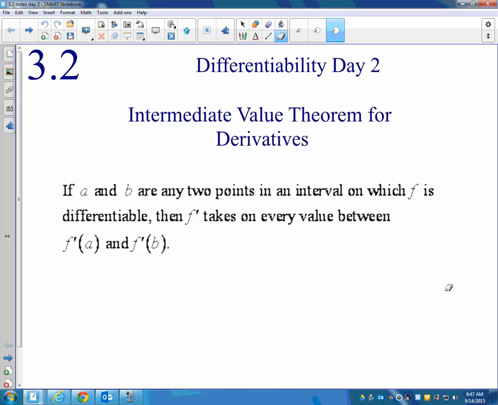It doesn't really come up that often, but it's one of those things that when you get to a story problem, if they ask you how do you know the derivative exists, that's how you know, because the intermediate value theorem says it's true.